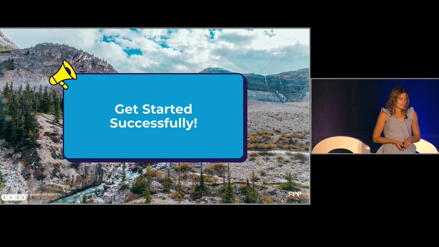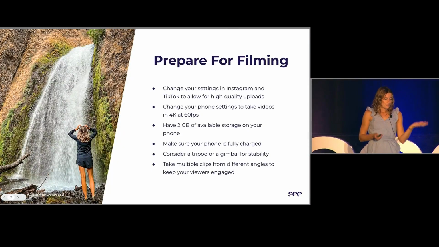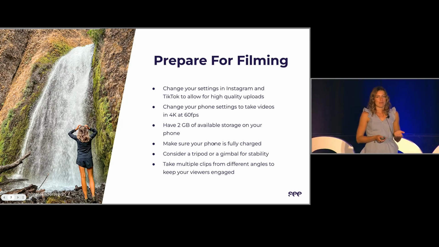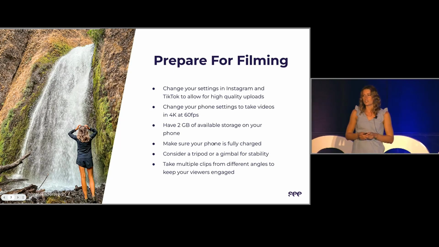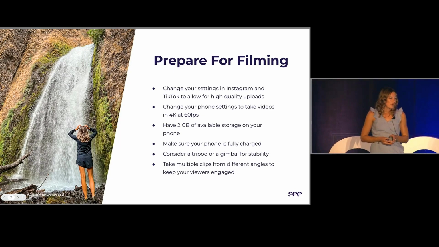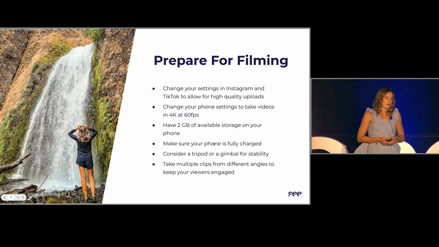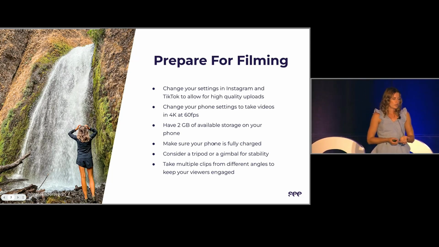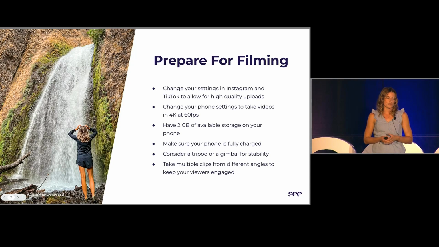So to get you started successfully, you want to prepare yourself for filming. And you're going to need to change your settings in Instagram and TikTok to allow for higher quality uploads. You're also going to want to change your phone settings. And so this is 4K at 60 frames per second. When you change these settings, when you're taking video, you're going to use up a lot more of your phone storage a lot quicker. So having available storage of up to 2 gigabytes is crucial.